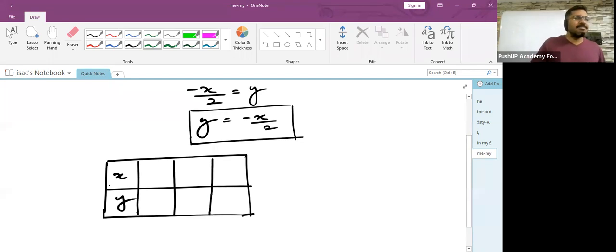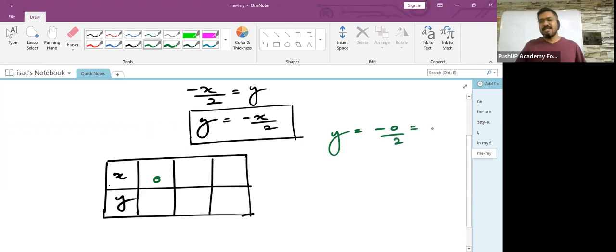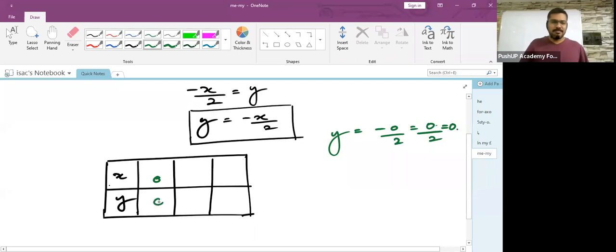Okay, let's start. I think we can go with 0, 0. If you take x is equal to 0, what will you get for y? 0 itself. Because minus 0 divided by 2. Minus 0 is nothing but 0 itself, right? 0 by 2, which is equal to 0.